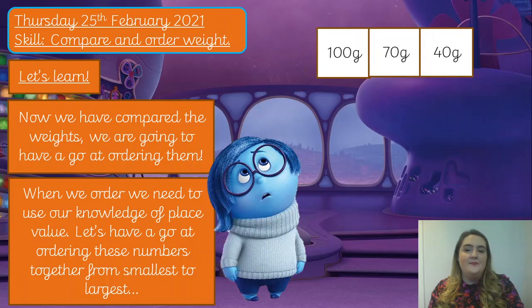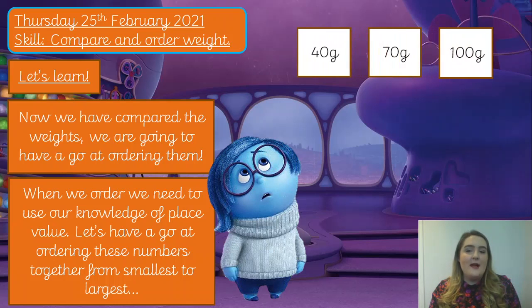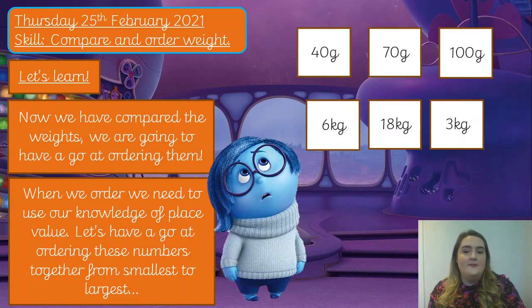Okay, so 40 grams, 70 grams, and then 100 grams. Okay, so if we're counting in tens, we know that 40 is the smallest, then 70, then 100. Okay, what about this one then? So we've got 6 kilograms, 18 kilograms, 3 kilograms. Okay, so what do we think? What order would these go in?